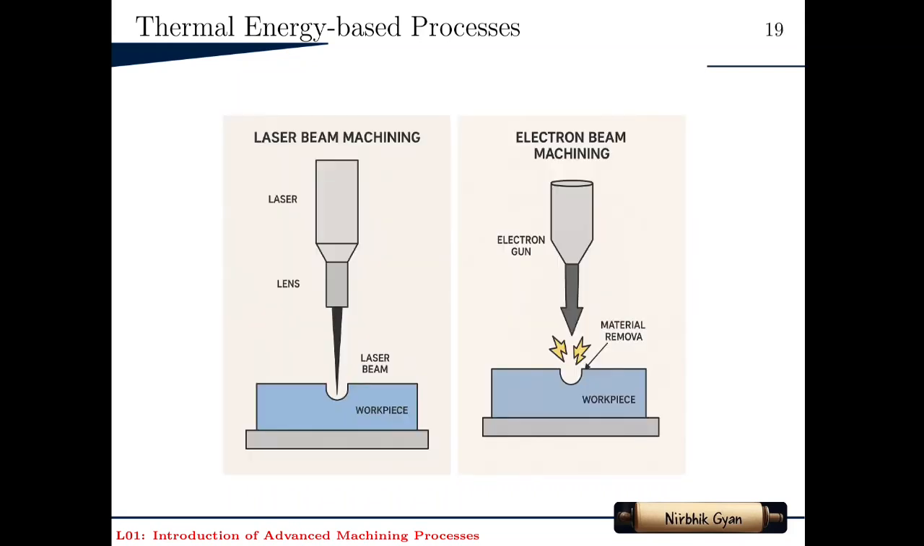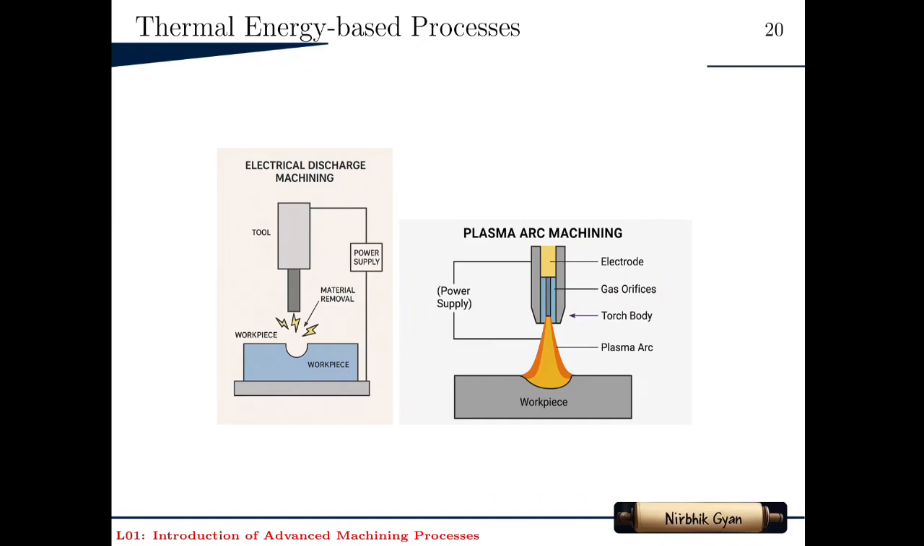In laser beam machining, the laser unit is on top, and a focusing lens is used to focus the laser beam directly onto the workpiece. The area exposed to the focused laser beam gets melted and vaporized, and the material gets removed. In electron beam machining, you can see the electron gun, and a high speed electron beam passes through, and material removal takes place at the workpiece site. Thermal energy based processes also include EDM and plasma arc machining.